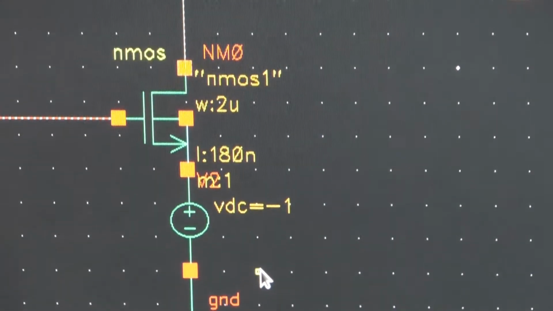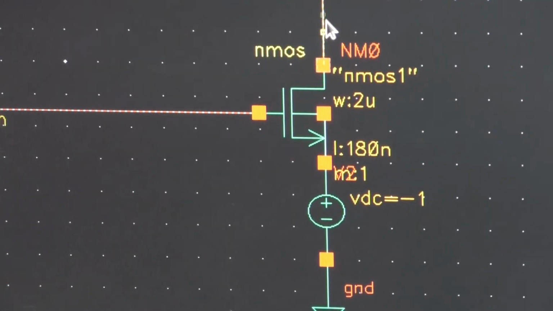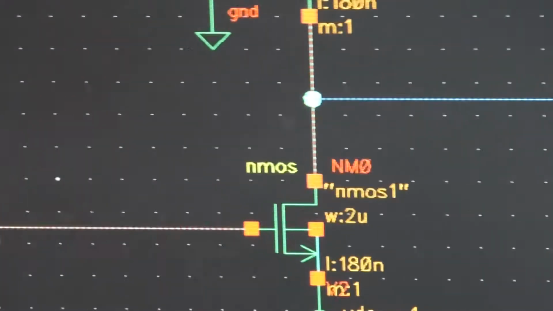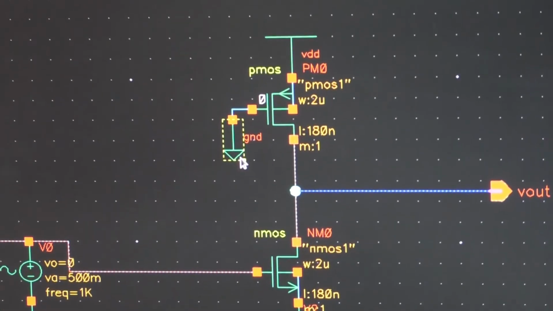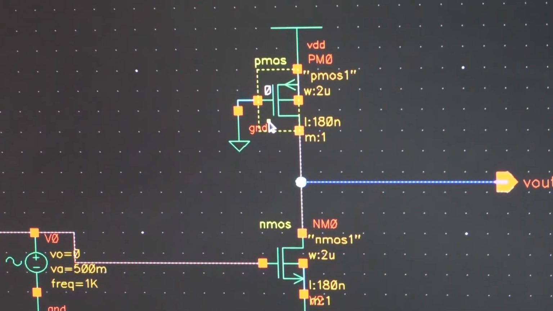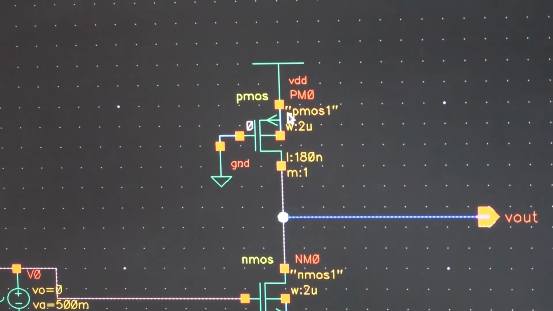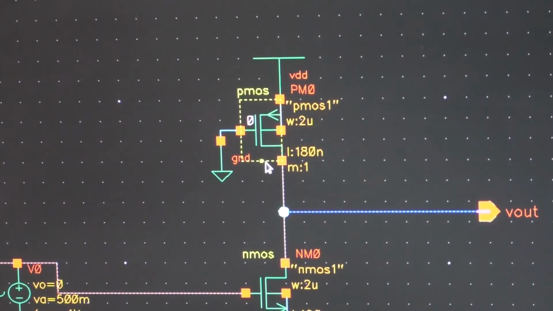So why is it called a common source amplifier? Because the input is applied between gate and source, and output is taken from the drain and source. Then you can ask, what is the role of this transistor PMOS? See, the PMOSFET gate is connected to ground. So when the PMOSFET gate is connected to ground, you know that the gate voltage is 0 and this is always on. So this acts like a dummy load and it acts like a resistor.